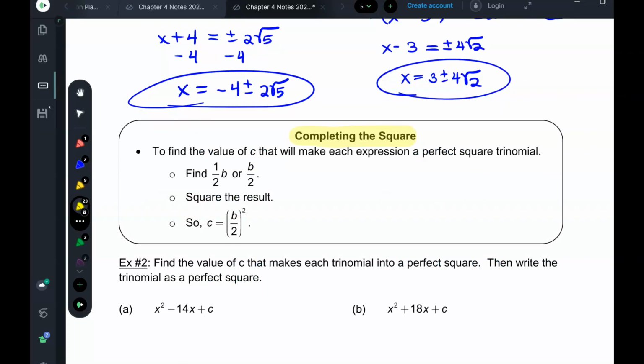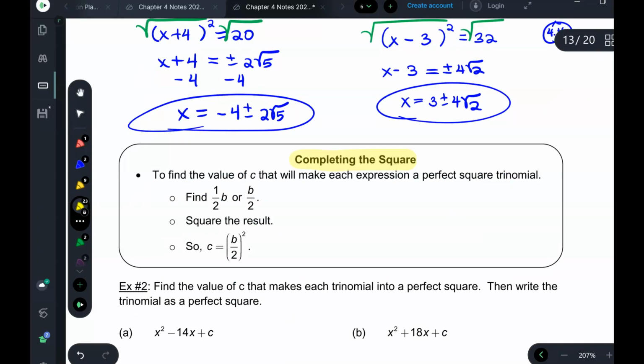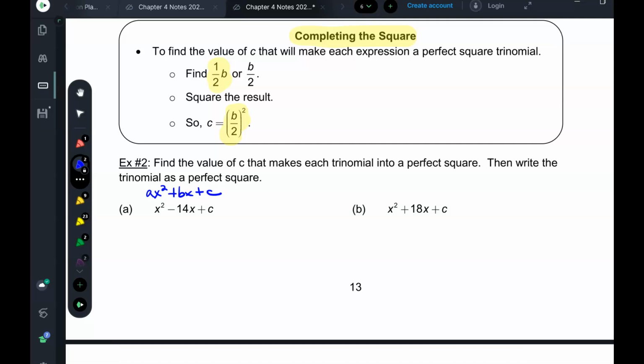Completing the square. I was setting these up nicely for you because they were all in perfect square trinomial form on the left side. What we want to do is figure out how to create a perfect square trinomial. Basically, we're going to take half of b and then square it. Remember, it's ax squared plus bx plus c. Just bear with me, it's not hard.